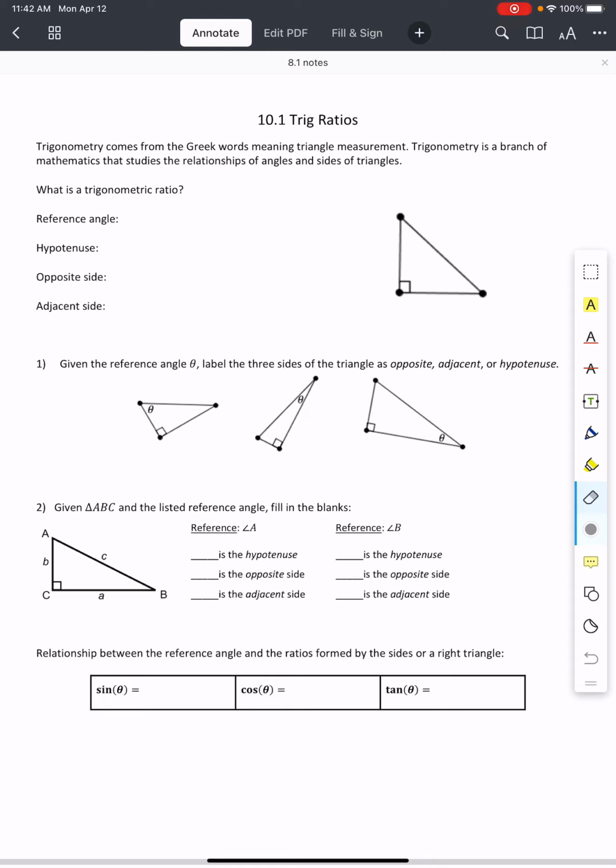Okay, so what we're learning this unit, our last unit of the year, is called trigonometry. The word ometry means like the study of, and trig is like triangle. Last unit, we learned about similar triangles. So we had two triangles, and we learned how the two triangles compared to each other, right? This unit, we're looking at one single triangle, and we're talking about how the angles and the sides inside the triangle compare to each other.